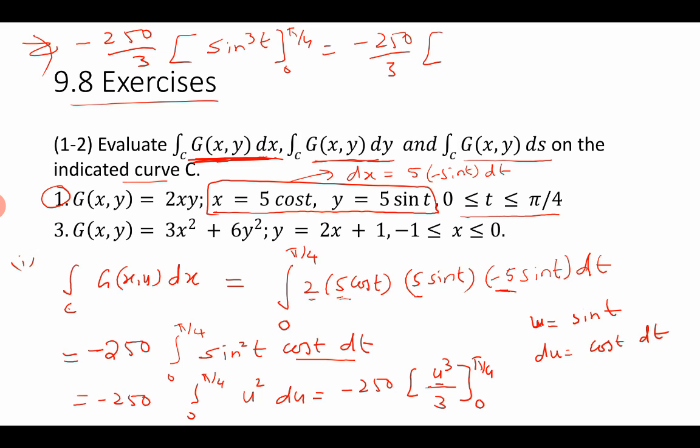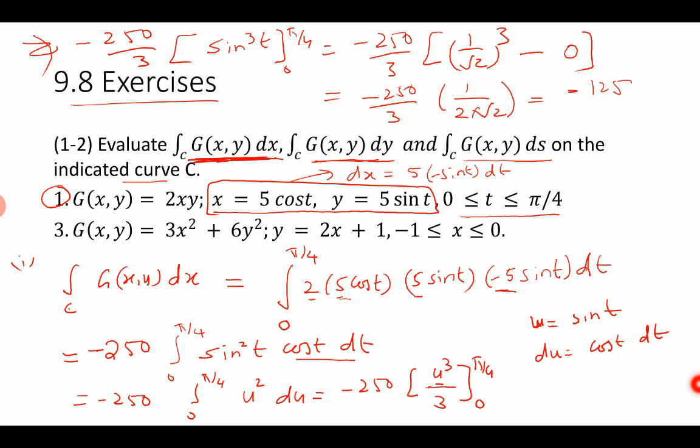0 to pi over 4, which is negative 250 over 3 sin t. Sin pi by 4 is 1 over root 2 cube minus sin 0 is 0. So minus 250 over 3. This can be written as 1 over root 2 square is 2, again a root 2. This is a 2 root 2. So 2 can be cancelled, the numerator you will get negative 125 divided by 3 root 2. That's the end. You can stop here. That's the end of the first case of the first problem.